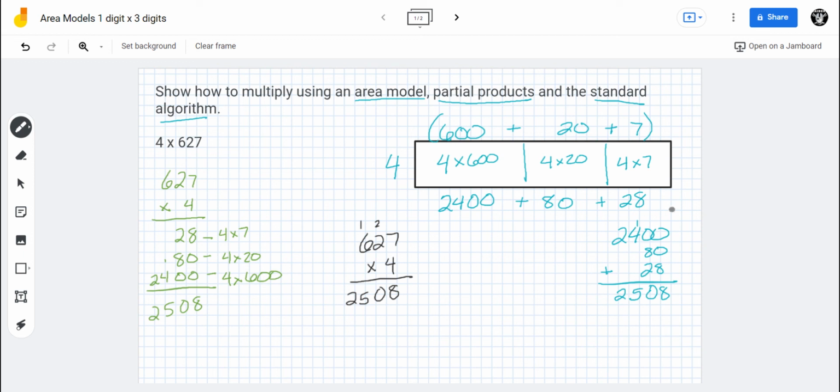But again, I want you to focus really on how this area model works, right? One more time, we split up our multiplication problem, so we put our 4 here, and then we split 627 into expanded form, 600 plus 20 plus 7, and then we matched up each one into the box, right? And so that's how you get your partial products for the area model, okay? And that's, again, a way to show you or to visualize the distributive property of multiplication.